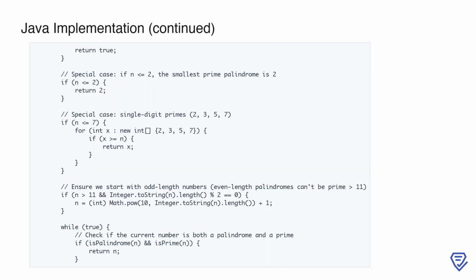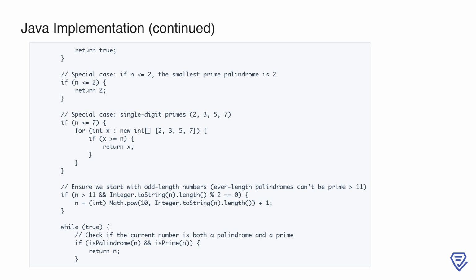The implementation proceeds by addressing special cases. First, if n is less than or equal to 2, the smallest prime palindrome, which is 2, is returned immediately. Next, if n is within the range of single-digit primes, such as 2, 3, 5, or 7, we iterate through these values and return the first one that is greater than or equal to n. This ensures efficiency for small inputs.